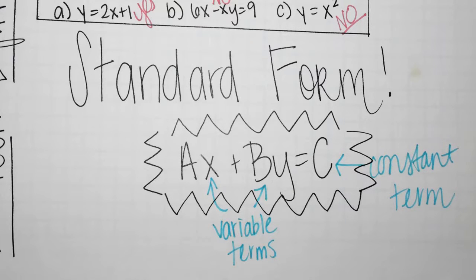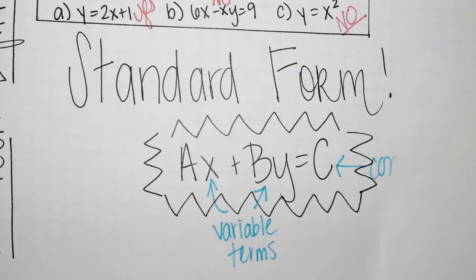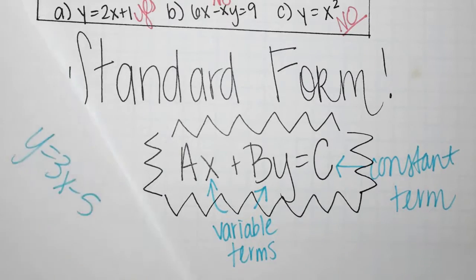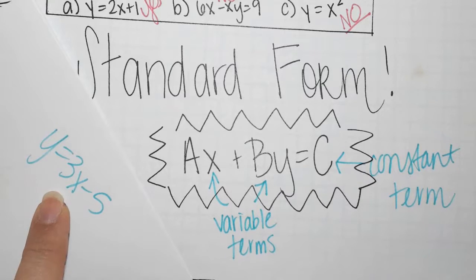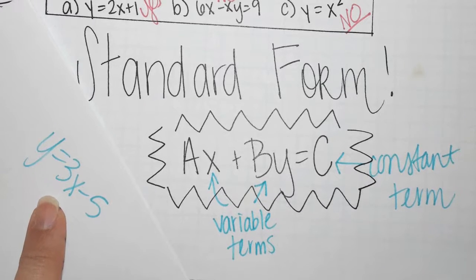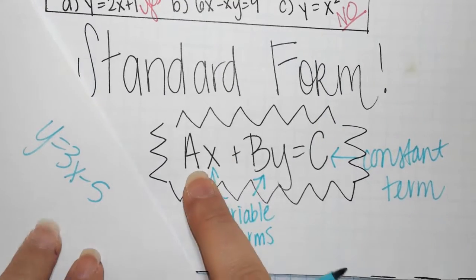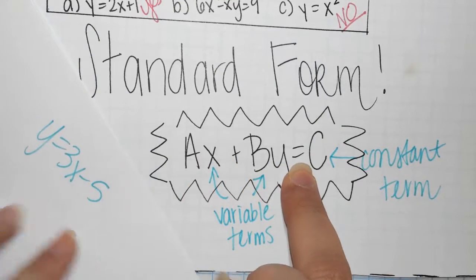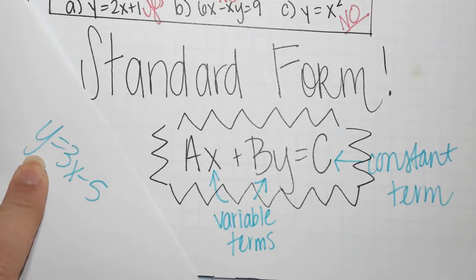So, if I gave you an equation that looks like this guy, is that in standard form? Standard form is ax plus by equals c. Now, do we have x and y on the same side? They're on opposite sides, so that's not standard form.